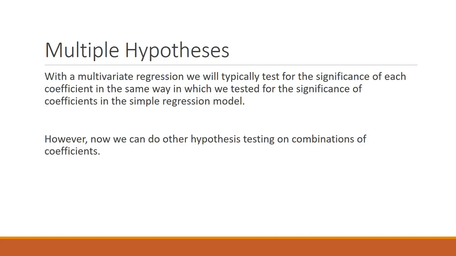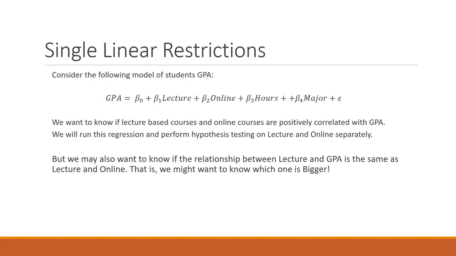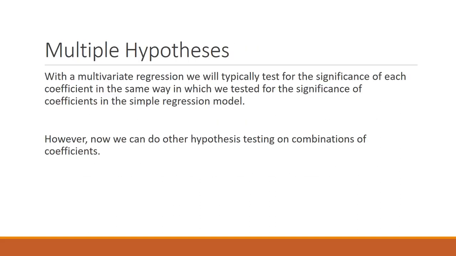We can test for the significance of each individual beta, each individual coefficient in the regression, using the same method that we used for a simple regression model. We use the t-test, and we test whether or not each individual coefficient is significant. So that is pretty straightforward. We're basically doing the same thing we did with the simple regression model, but now we're just doing it for more coefficients.